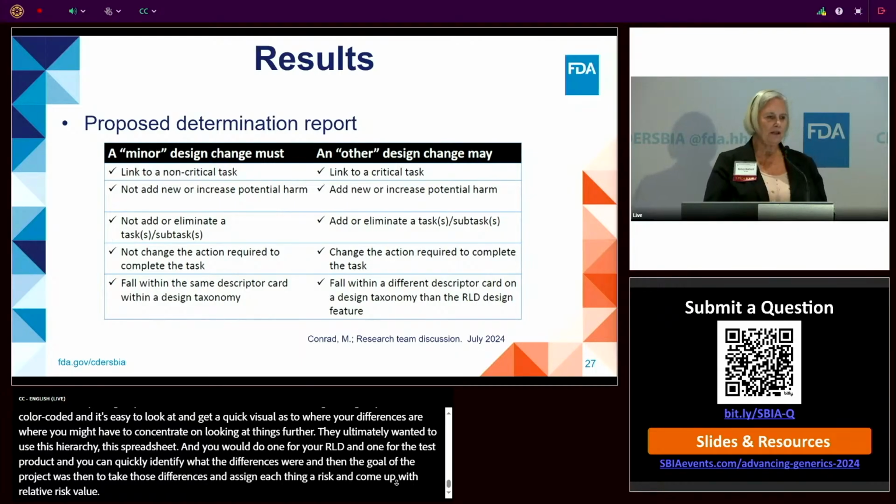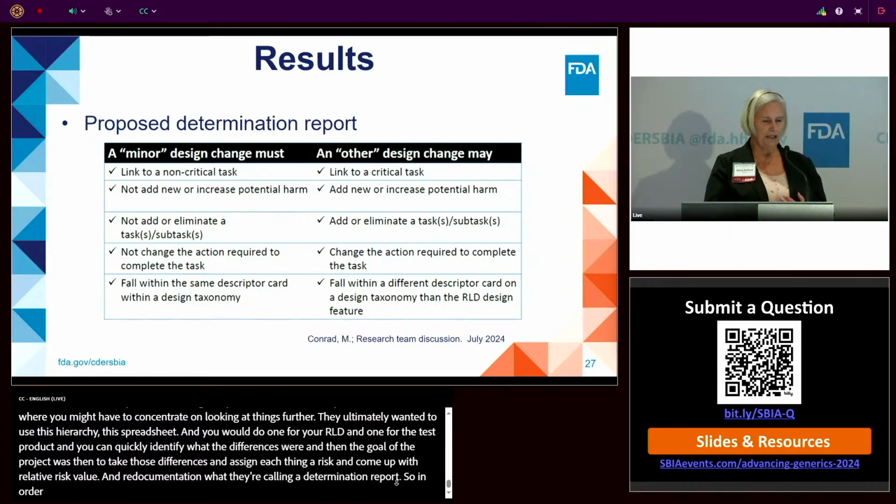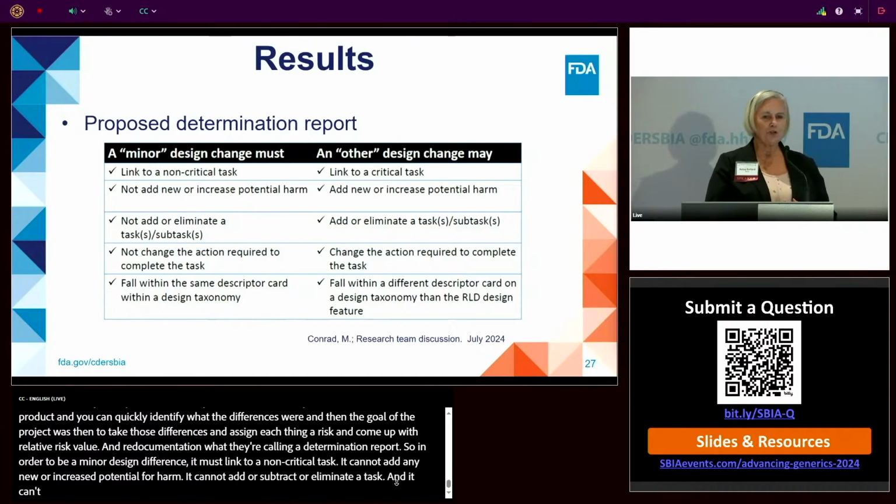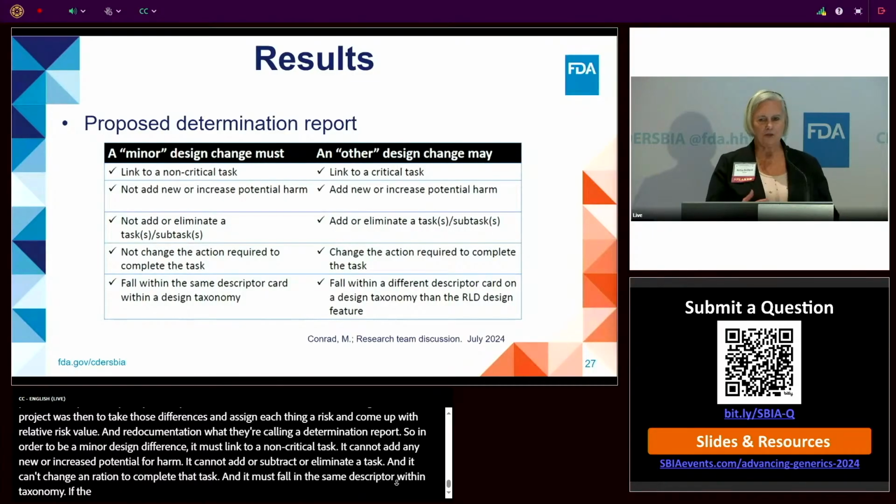In order to be a minor design difference, it must link to a non-critical task. It cannot add any new or increased potential for harm. It cannot add, subtract, or eliminate a task. It can't change the action required to complete that task. And it must fall within the same descriptor within the taxonomy. If a design feature does not fit those, then there's potential that it would be considered an other design difference.